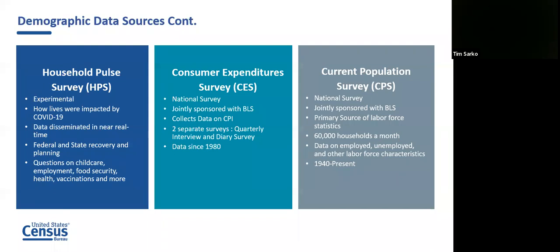And as Susan said, we have the business pulses, we have the Household Pulse Survey also. That's experimental. It shows how people's lives were impacted by COVID. The data are disseminated in real time. It aids in federal and state recovery and planning. And it has questions on childcare, unemployment, food security, health, vaccinations, how COVID has affected all those.